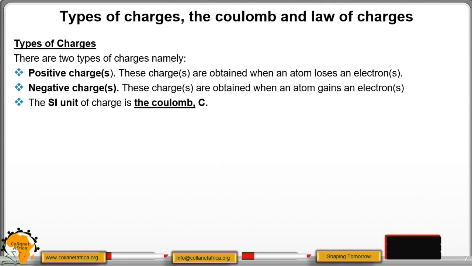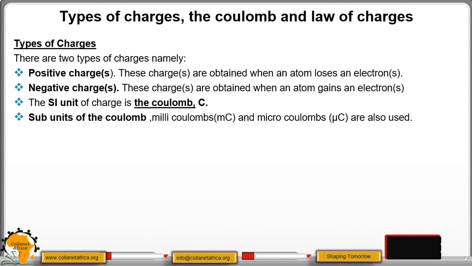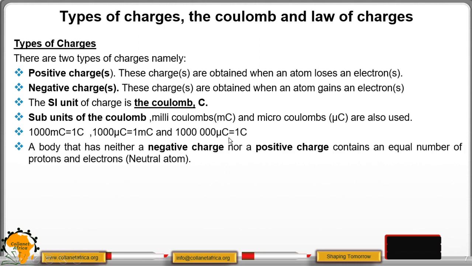The SI unit of charge is the coulomb, and the symbol is capital C. But we have other units that we use. We have millicoulombs, we have microcoulombs. We have the equivalents here. 1000 millicoulombs is equivalent to 1 coulomb. 1000 microcoulombs is equivalent to 1 millicoulomb, and 1 million microcoulombs is equivalent to 1 coulomb.